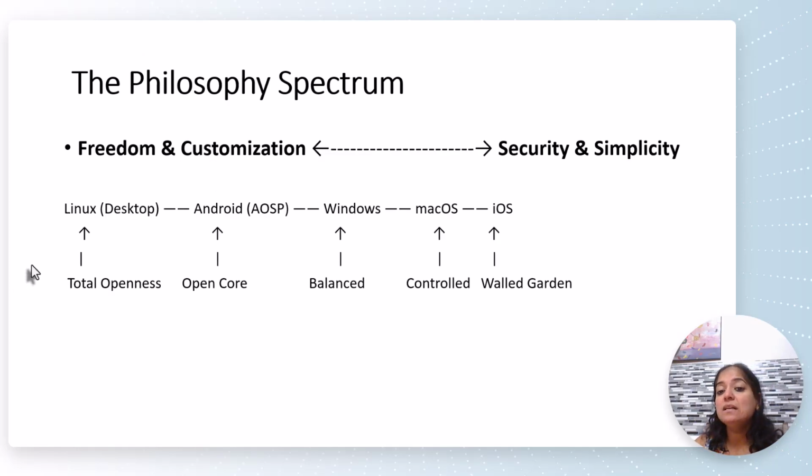So, let's look at the philosophy spectrum, from freedom and customization to security and simplicity. This spectrum visually encapsulates our entire discussion. On the far left, you have total freedom and customization with Linux, and on the far right, total security and simplicity with iOS. Every other operating system falls somewhere in between. So, where would you place your ideal operating system? This trade-off is one of the most fundamental in software engineering.